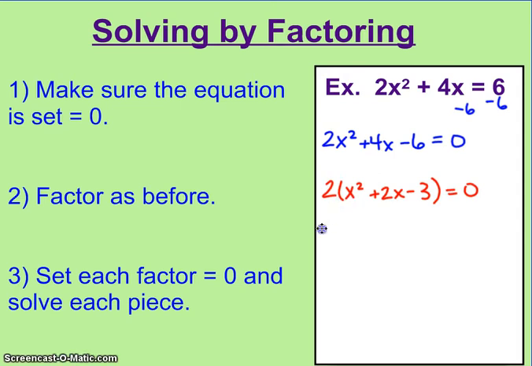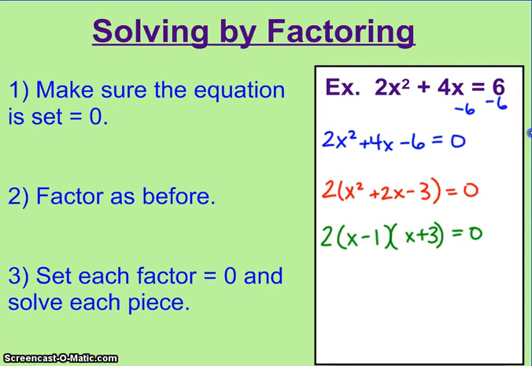Alright, so now we need to factor the inside of the parentheses. So what two numbers multiply to negative 3 that will add to positive 2? And that will be negative 1 and positive 3. So here's the factored form of the quadratic 2x squared plus 4x minus 6. So what does this do for us?